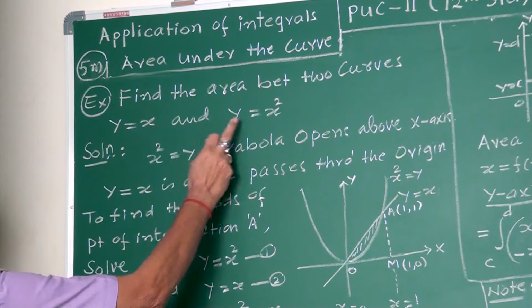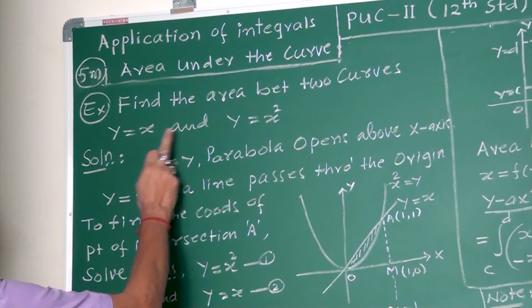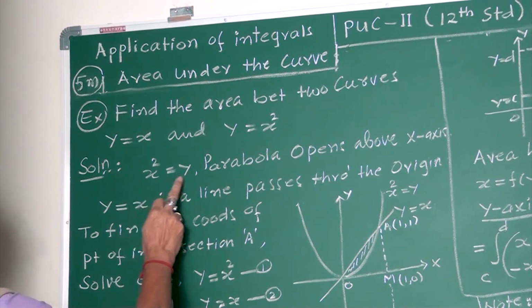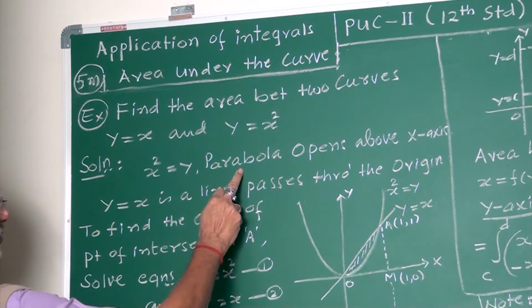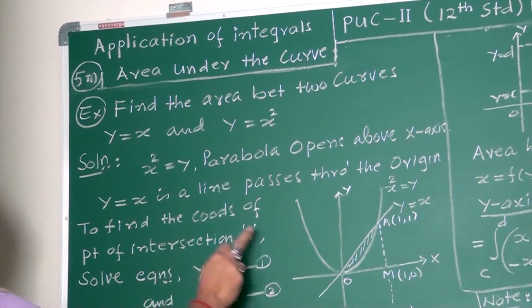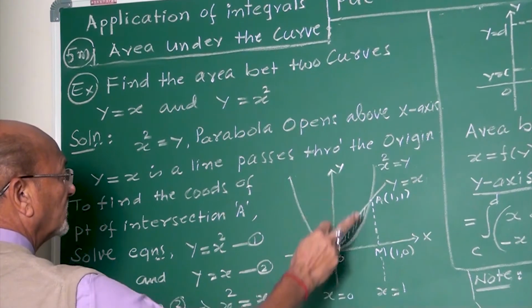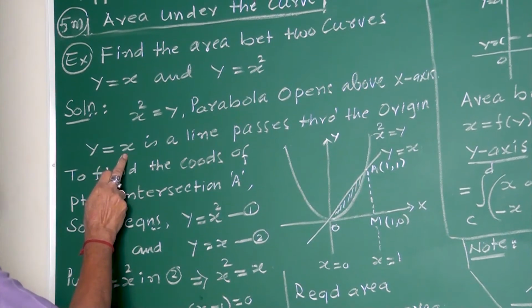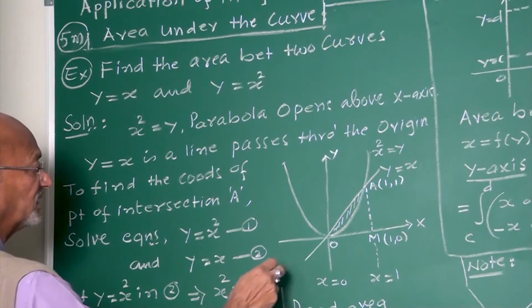Actually, they are not both curves. It is a curve and a line. This is the curve, this is the line. Yes. X square equal to y represents a parabola. X square means it is a parabola that opens above the x-axis. And y equal to x, there is no constant, so it is a line that passes through the origin.